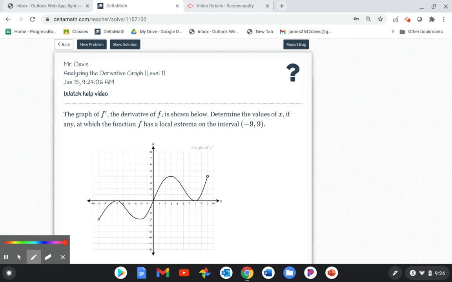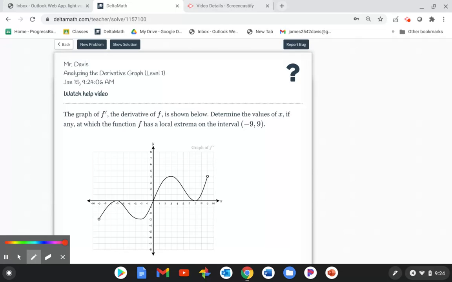Hey guys, in this video we are going to be looking at a graphical analysis of what we did in the last video. Whereas in the last video we took an algebraic approach to finding the local extrema, whether minimums or maximums, and also intervals of increasing and decreasing, where we were given a function and had to use algebra to find those different points. Today we're going to be looking at the graph of the derivative.